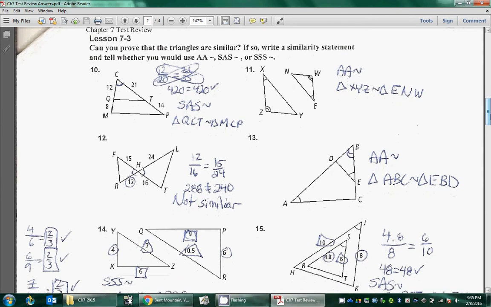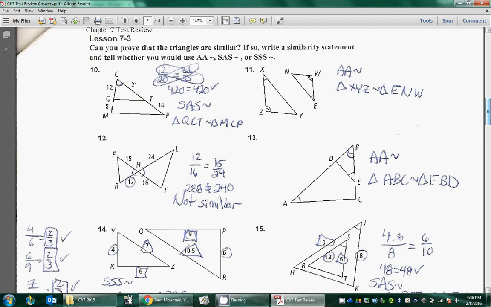So 7.3 is a lot like what we did in chapter 4. In chapter 4, we dealt with triangles being congruent. So we had all sides matching and all angles matching. And there were 5 different ways that we could show that two triangles were congruent. We had side-side-side, side-angle-side, angle-side-angle, angle-angle-side, and HL, hypotenuse leg.